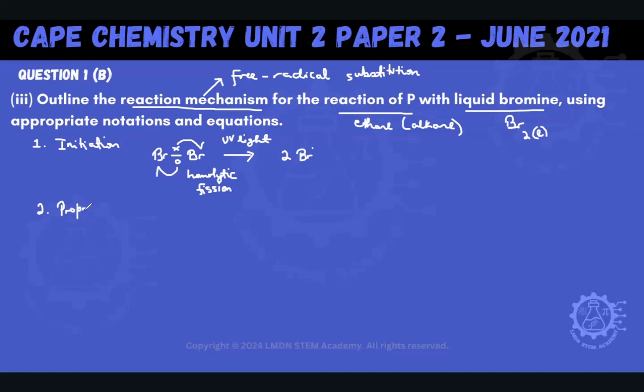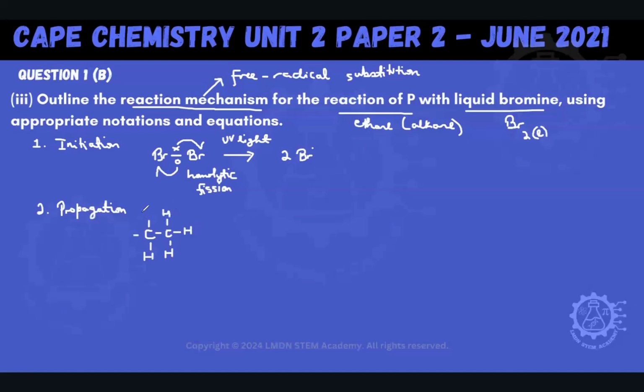Once we've done the initiation, we're going to move on to step 2, which is known as propagation. So in propagation, here's what's going to happen now. This is where the ethane is going to get involved for the first time. So here I'm going to draw back my ethane that we drew in the previous part of this question. So here it is. This is my ethane molecule.